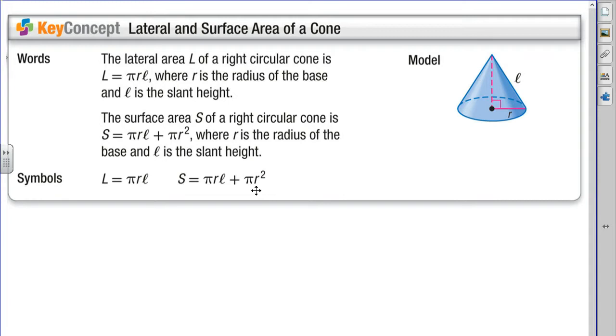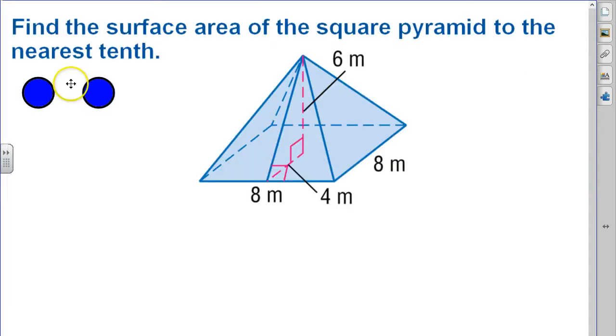Okay, so let's look at some examples. Find the total surface area, because it does just say surface area, so we'll do total surface area. Find the total surface area of the square pyramid to the nearest tenth. Okay, so here we go. We look at this shape. The reason I picked this one to look at first is that they don't give you everything. They give you the base. That's pretty easy to do.